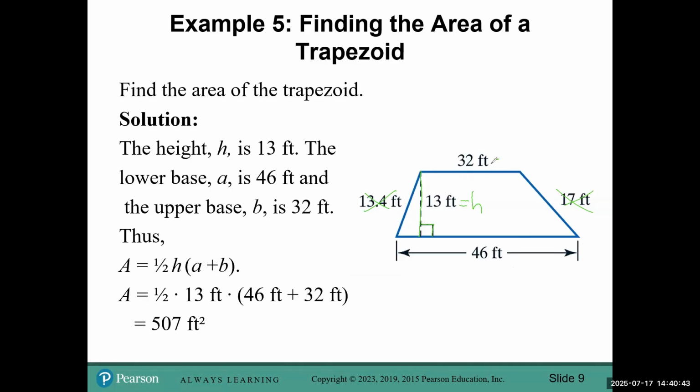And then these are my bases. I'll call this one A and this one B. So plugging into my formula, 1/2 H times (A plus B), I have 1/2 times 13 times (32 plus 46). I switched them around, but that part doesn't matter. And then if I simplify, I have 507 square feet.